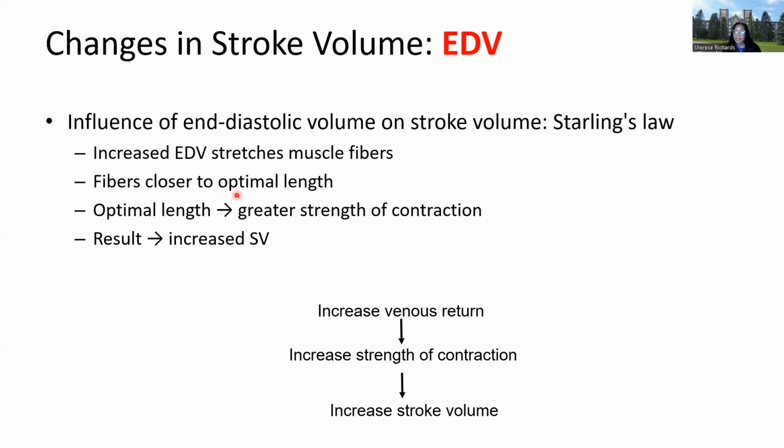So this is why I keep emphasizing this relationship: if the heart can fill adequately, it can stretch the fibers, which can result in more force being generated in those contractile cells, which will propel the blood further, and that will result in more stroke volume leaving that chamber, okay? So increased venous return results in increased stretch. That results in an increase in the strength of the contraction simply by bringing those fibers closer to their optimal length, and then that will result in increased stroke volume, or increased volume of blood being ejected from the chamber.